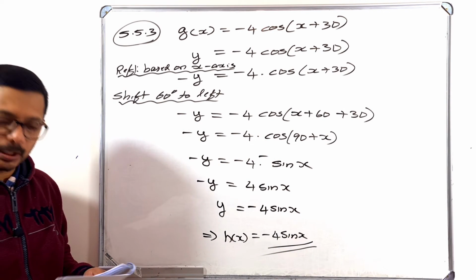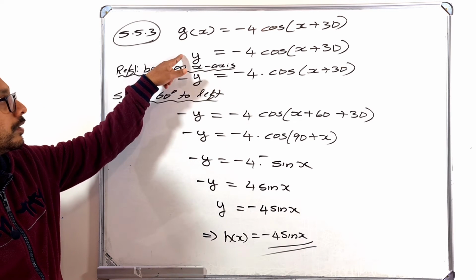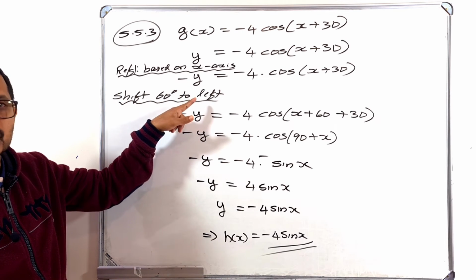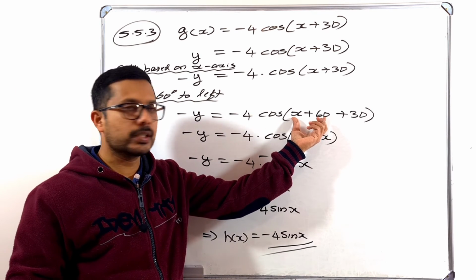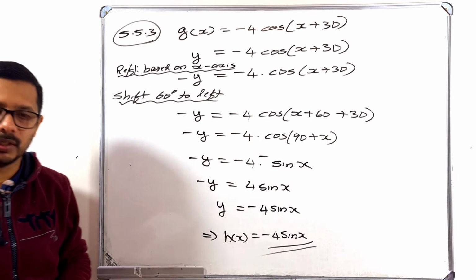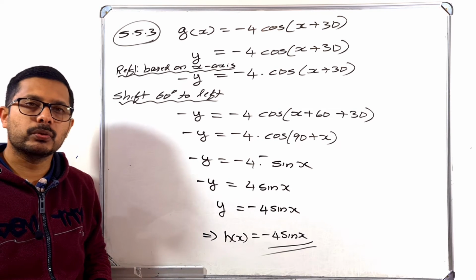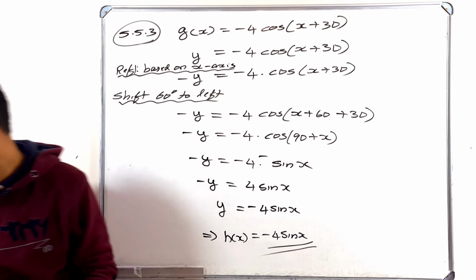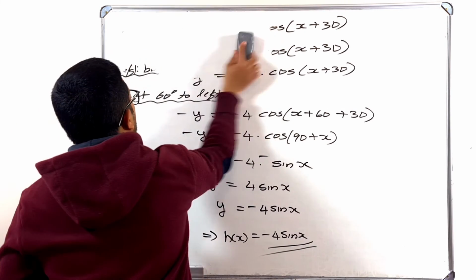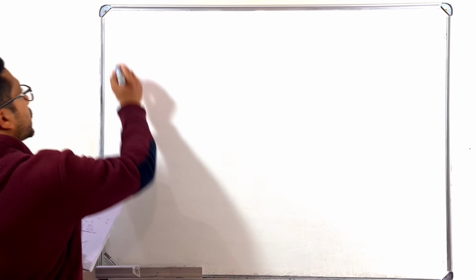So two types of transformation. One is reflection based on the x-axis. We just change the sign of y. Then the second one is shift 60 degrees to the left, that is this x plus 60. Then just a simplification, and we got h of x. So that is question number 5.3. Now let's go to question number 6. Okay, let's go to question number 6. Question number 6.